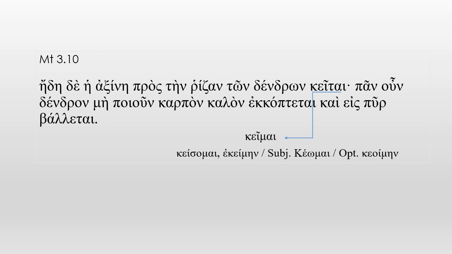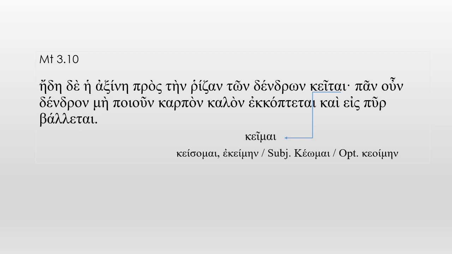Tai usually refers to the third person, right? The axe, keitai. The axe already is to be laid, or to lie, or laid there, right? Keitai is in the present form. It's lying somewhere, right? The axe is lying somewhere. The keimai I have put in here, and keisomai, this is a future form. Ekeimên, this is in an imperfect form. Well, you won't face any other form in the New Testament.